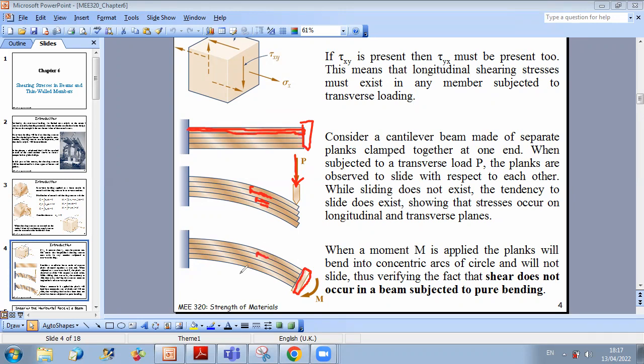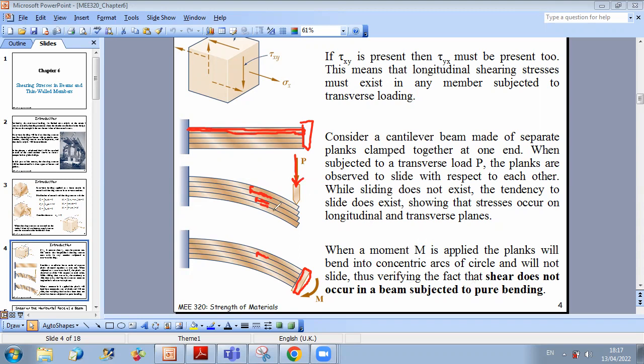So when a moment M is applied, the planks will bend into concentric arcs of circle and will not slide, therefore verifying the fact that shear does not occur in a beam subjected to pure bending.